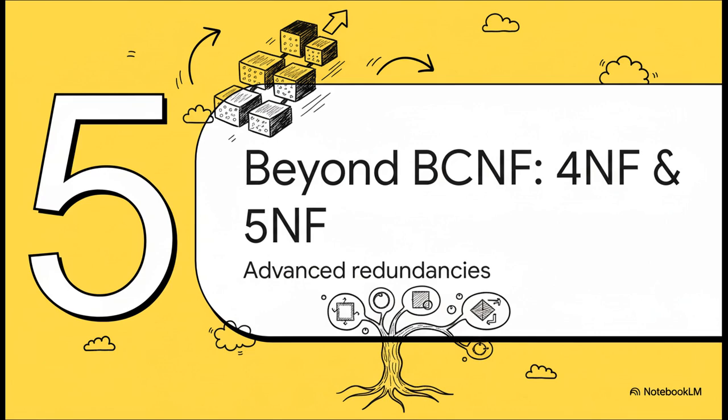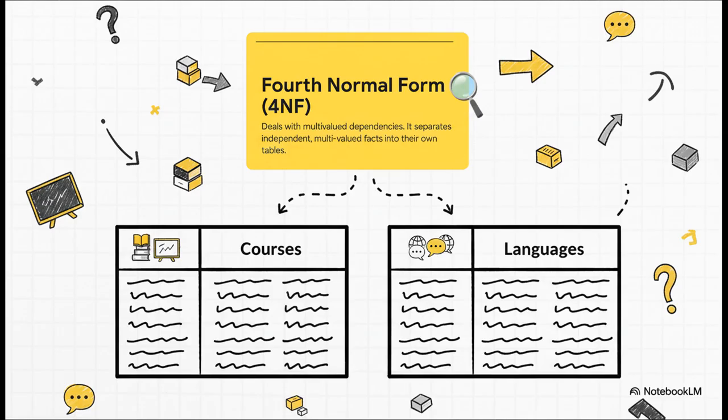And believe it or not, we can go even further. The quest for data perfection is a deep one. So let's take a quick peek at the final levels of normalization, which handles some pretty advanced, subtle kinds of data redundancy. Okay, fourth normal form, or 4NF, is all about what we call multi-valued dependencies.